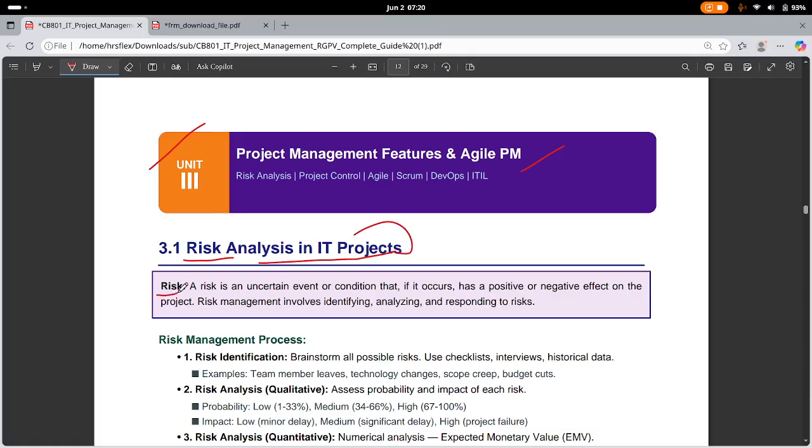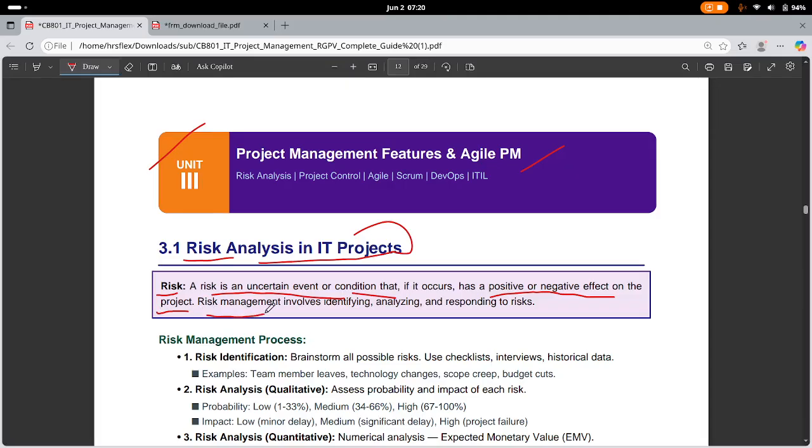So what is a risk? Risk is an uncertain event or condition which, if it occurs, has a positive or negative effect. It doesn't mean that the effect of risk is always negative. It can be positive also on the project, so the stakeholders and the developers do better work. But if there is a risk on the project and you don't take it seriously, it will give a negative effect, maybe a delay or something else.